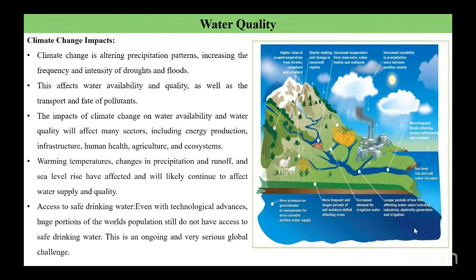So, sea level rise, as we are discussing, is mainly due to the melting of glaciers at an alarming rate. The water level in the sea has been rising, which is ultimately due to climate change. And access to safe drinking water. Even with technological advancements, huge portions of the world's population still do not have access to safe drinking water. And yes, this is true. This is an ongoing and very serious global challenge. I hope you all agree to this.